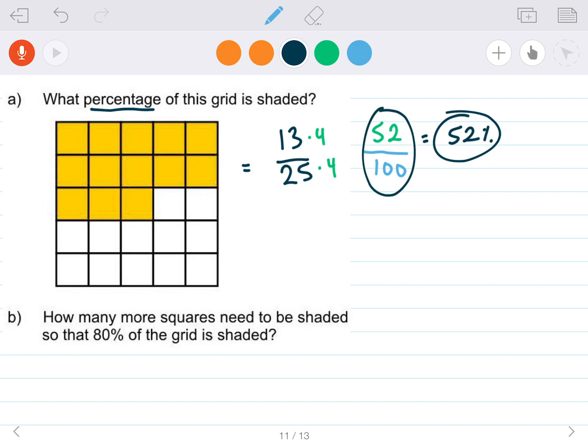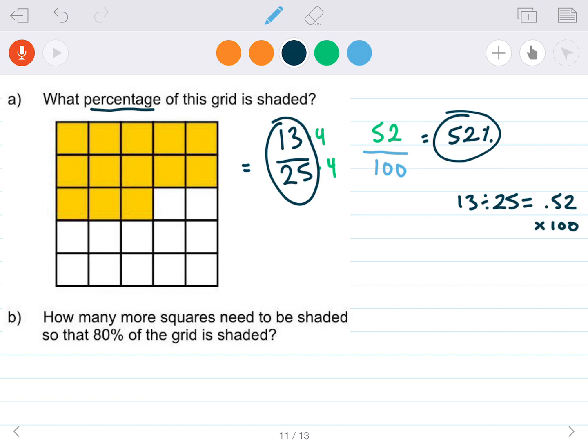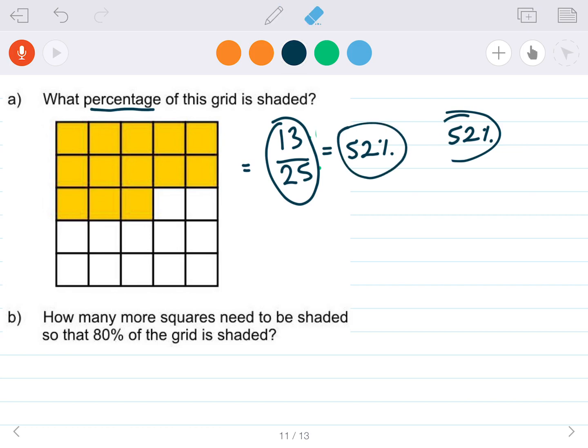Another way we could have done this is we could have just taken our original answer, 13 divided by 25, and put it in the calculator. 13 divided by 25 is going to give me 0.52. Then you take that and multiply by 100 to get your answer. Your percent is going to be 52%. If you want to do it that way, go ahead. So this is going to equal 52%. That is the percentage of squares that are shaded on this diagram.